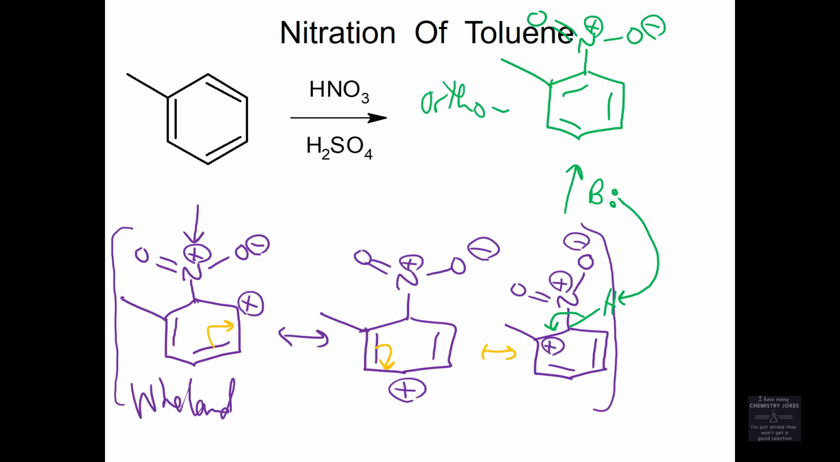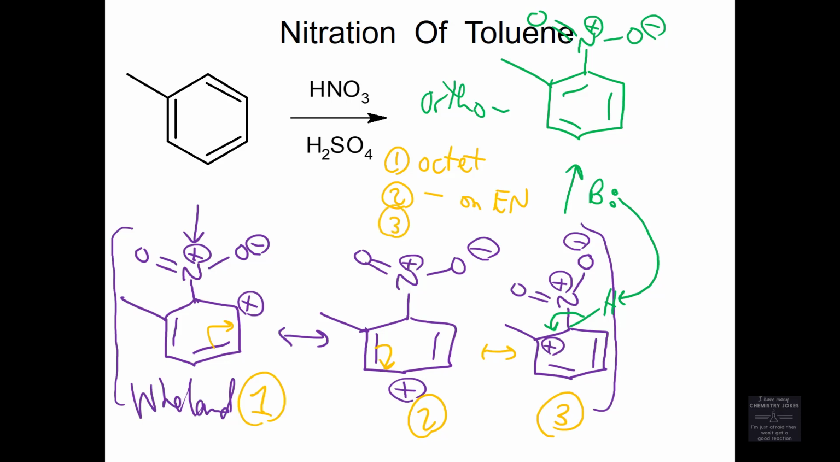So, yeah. We said one of these Waylands is more stable than the other. Which resonance is the bestest? Resonance number one, resonance number two, or resonance number three? And why is that resonance the bestest? The number one rule of resonance stuff is octet. Does everybody have an octet in any of these Waylands? No. The number two rule is negative on most electronegative. That's not legit either. Not here. We always want to minimize formal charges, period. But I never really write a number three rule because you consider different things.